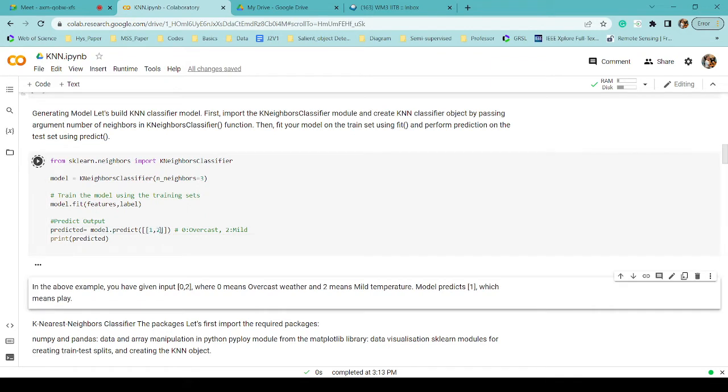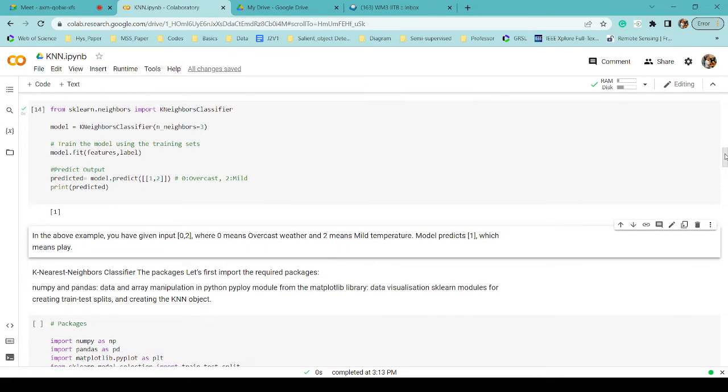Similarly, we can just play around with it. See, again it came 1. You can go for play. Okay, so this is one example. Now I just wanted to show how my KNN works. Right now I just took two features and there was one label. You can actually know what your predicted output should be.